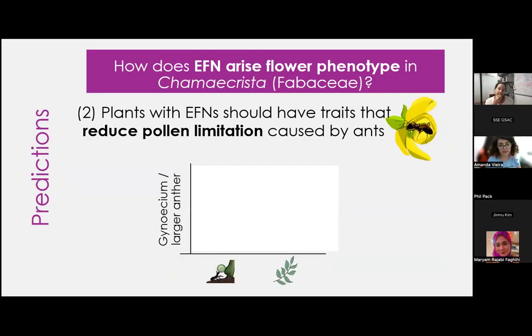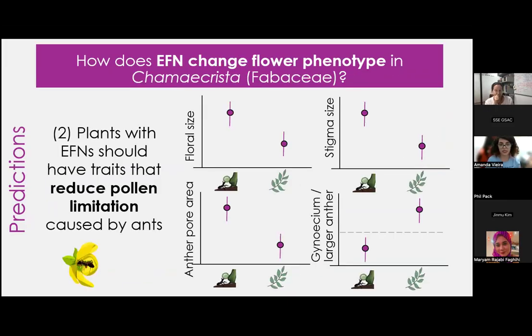So in this case, plants with extrafloral nectaries will have this smaller ratio. So the gynoecium will be close in size to the anthers when compared to plants without extrafloral nectaries. These are all the predictions for this hypothesis: that plants with extrafloral nectaries should have traits that reduce pollen limitation.